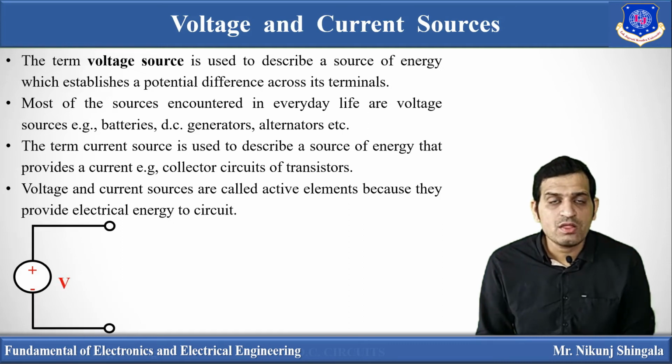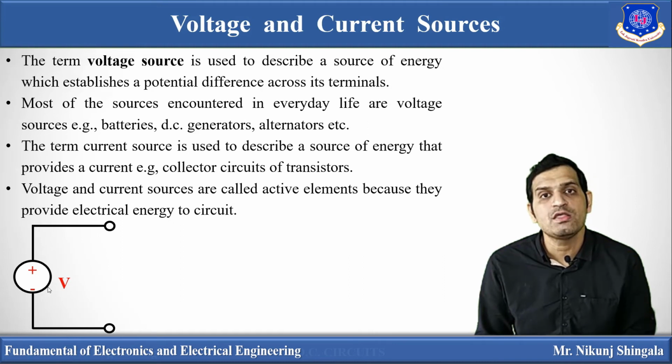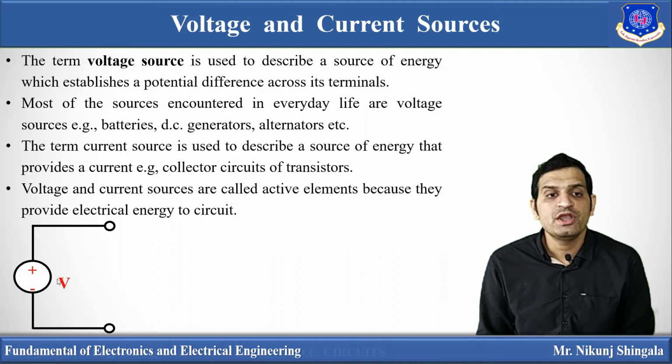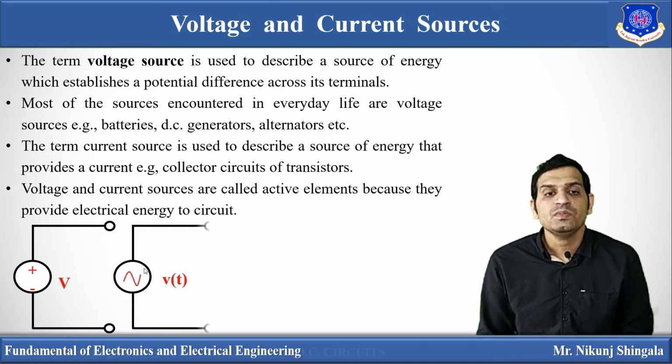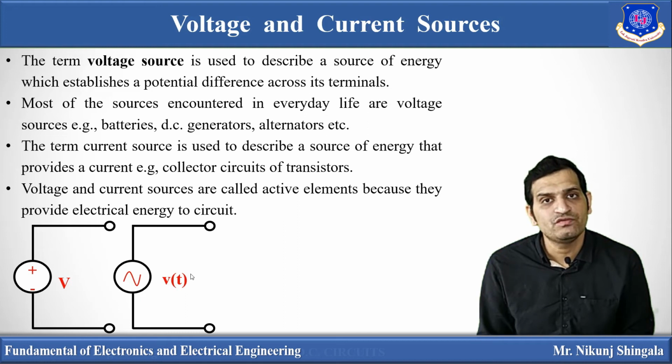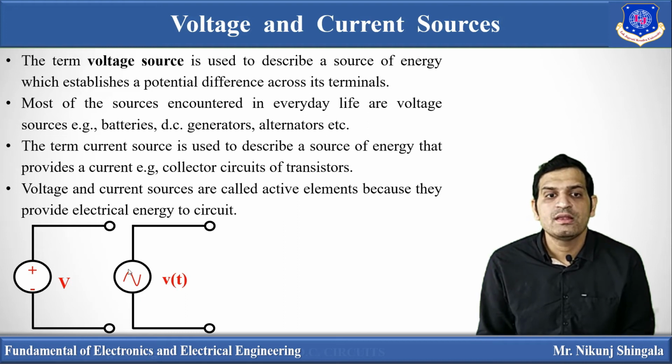Now these are the symbols of voltage sources and current sources. This is the symbol of a DC voltage source, which is denoted by a capital V and a plus-minus sign inside the circle. If it is an AC source, then it will be denoted by V(t). It is a function of time, and the symbol looks like a sinusoidal waveform.